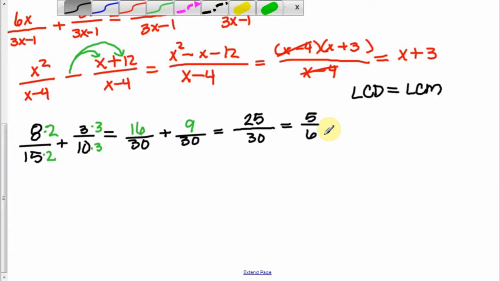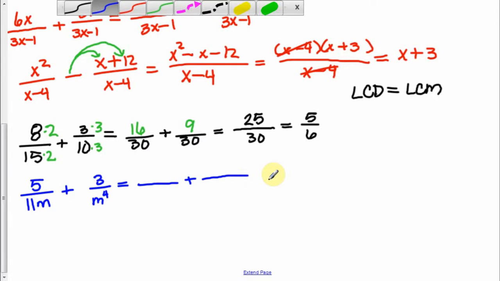So we'll start with one that hopefully won't stretch our brains too much. 5 over 11m plus 3 over m to the 4th. So we need them to have a common denominator. In order for the denominator to be the common denominator between these two, it has to be a multiple of both of these numbers, or both of these expressions.